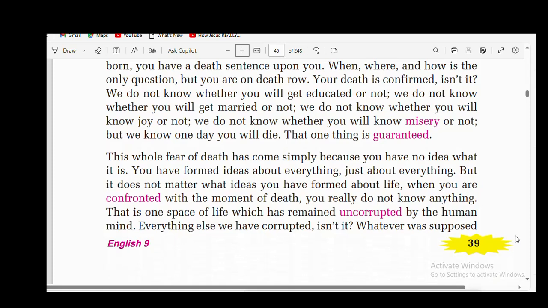You have formed ideas about everything. In life, we have ideas about so many things, or as it is mentioned here, everything. We have ideas about everything, just about everything, but it does not matter what ideas you have formed about life, what kind of perception or opinion we are having about life. When you are confronted, means challenged, with the moment of death, or encounter with the moment of death, you really do not know anything. So people become empty-minded.